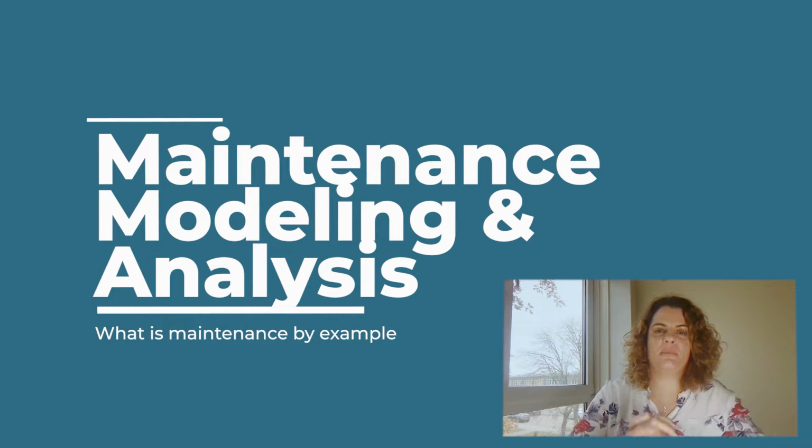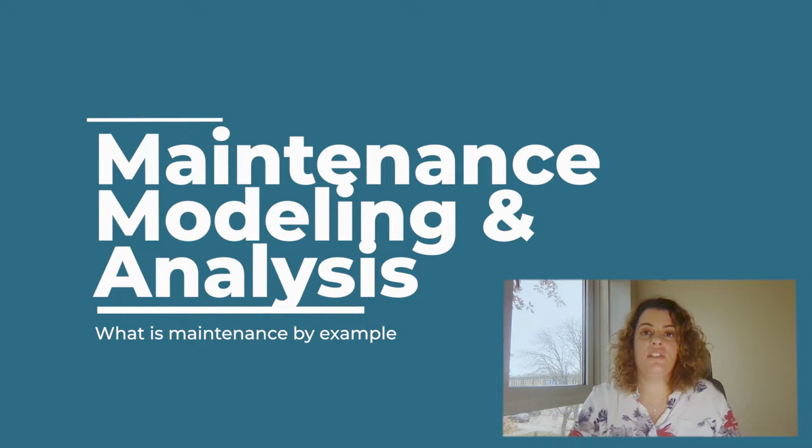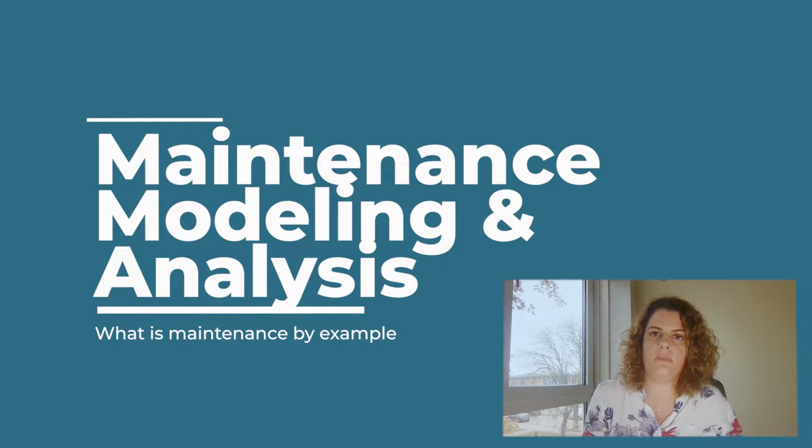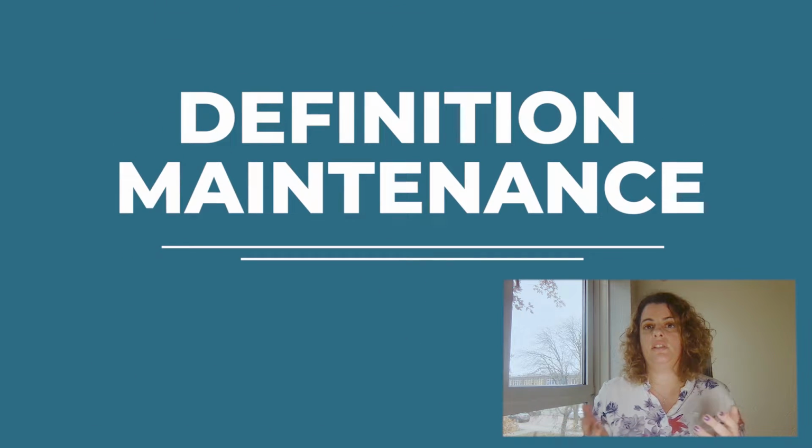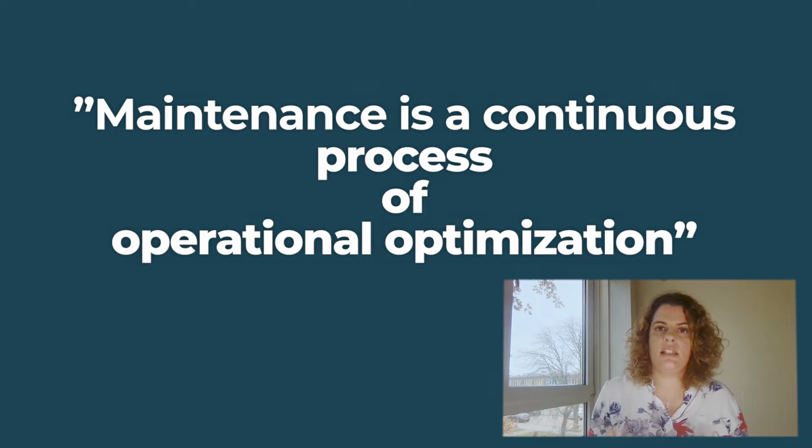Another lesson of maintenance modeling and analysis. Today we will discuss what is maintenance by giving a practical example of a maintenance activity. There are many different types of definitions for maintenance, and I'm not going to go through each single one of them, but I would like to propose a definition that I really like. That states that maintenance is a continuous process of operational optimization.